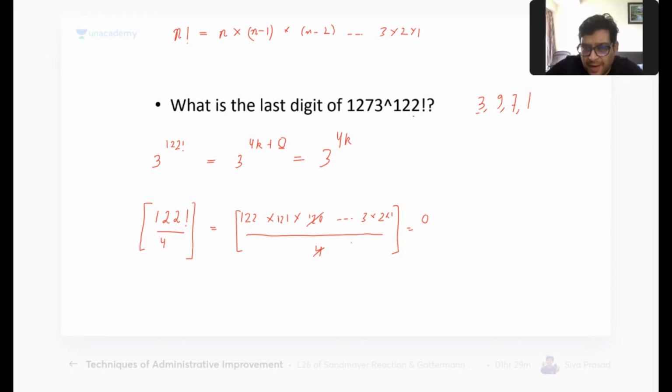So if it was 4k plus 1, answer would have been 3. If it was 4k plus 2, answer would have been 9. If it was 4k plus 3, answer would have been 7. Since it is 3 to the power of 4k, the answer will be 1. Are you guys okay with this? 1 is the answer for this one.